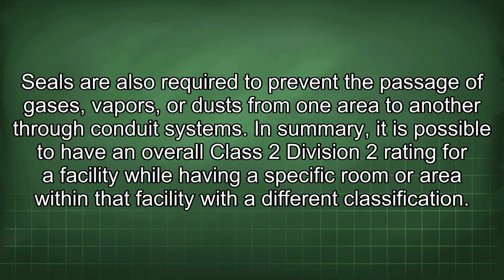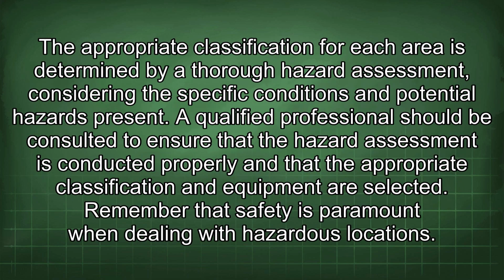In summary, it is possible to have an overall Class 2 Division 2 rating for a facility while having a specific room or area within that facility with a different classification. The appropriate classification for each area is determined by a thorough hazard assessment, considering the specific conditions and potential hazards present. A qualified professional should be consulted to ensure that the hazard assessment is conducted properly and that the appropriate classification and equipment are selected.